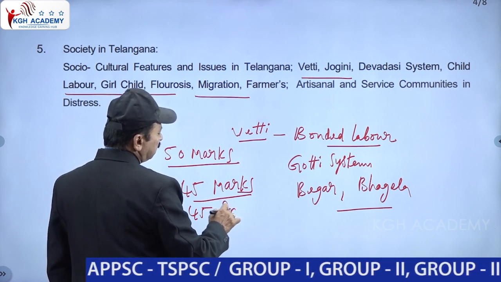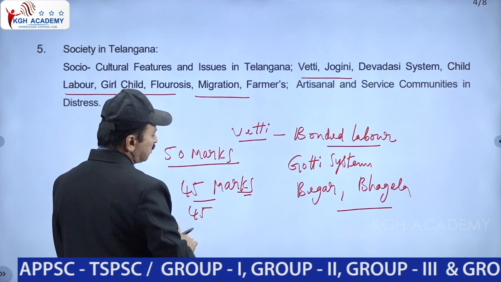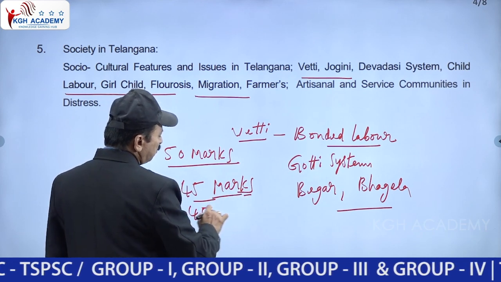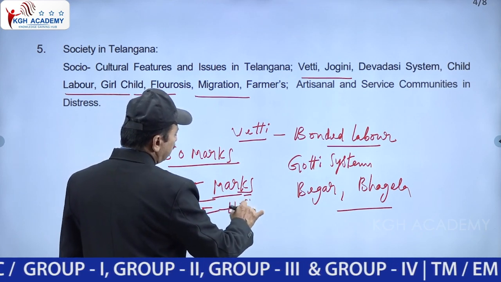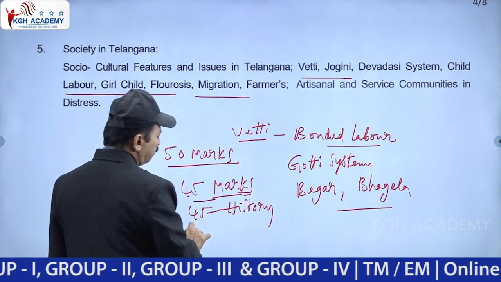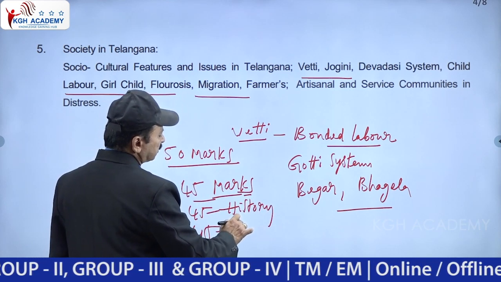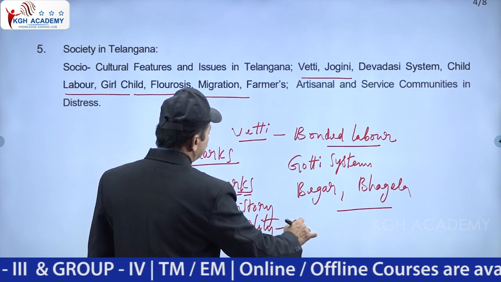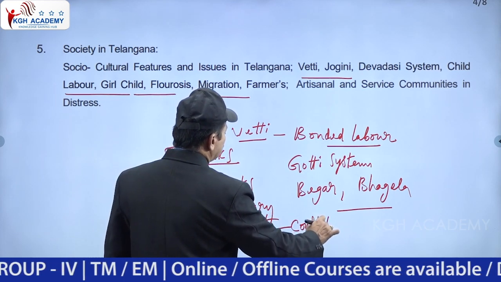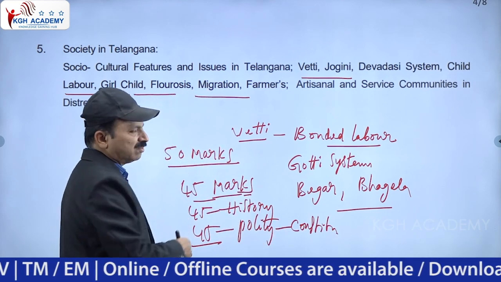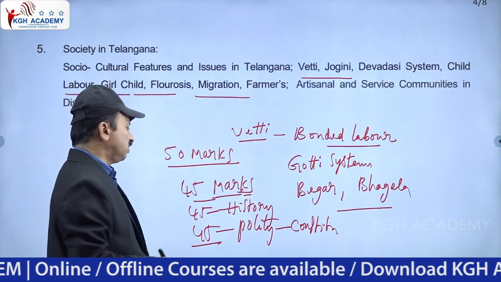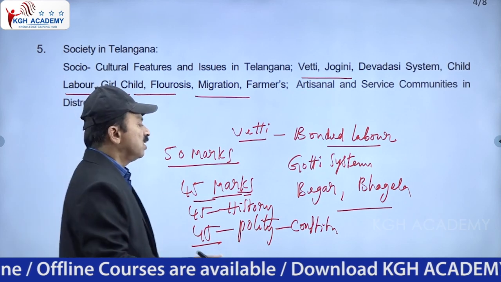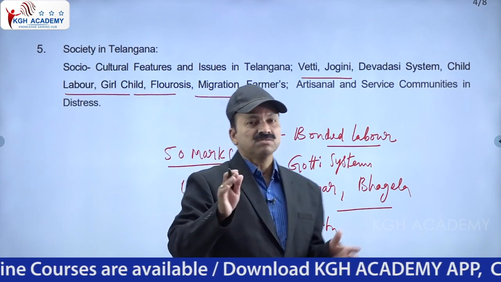There is Telangana history also, where you can score. In history also you can score. In polity also you can score 45 marks, in polity and constitution. If you score like this, automatically your marks will be 135. But we don't need 135, at least 130.